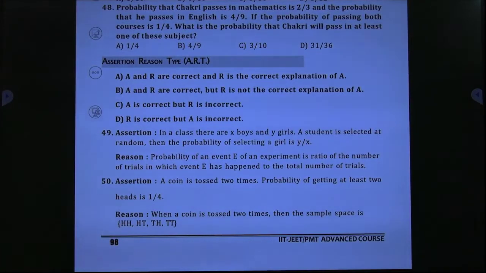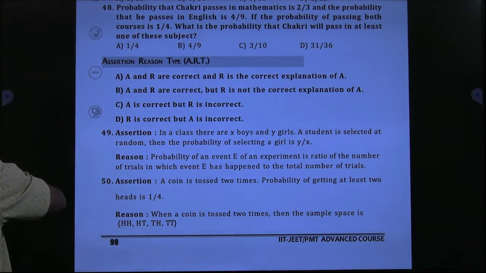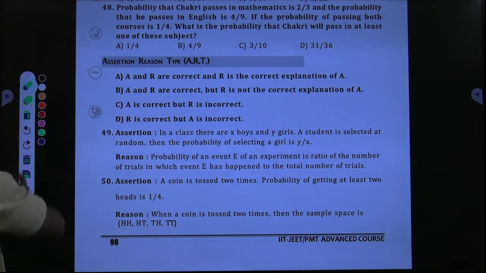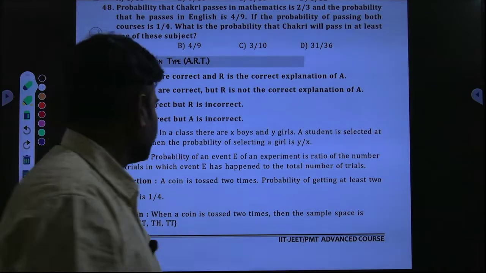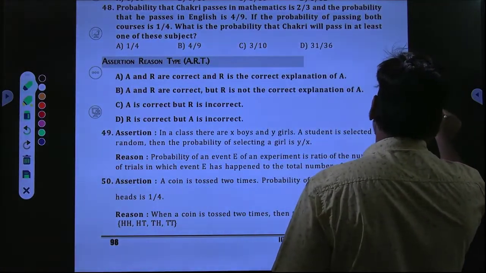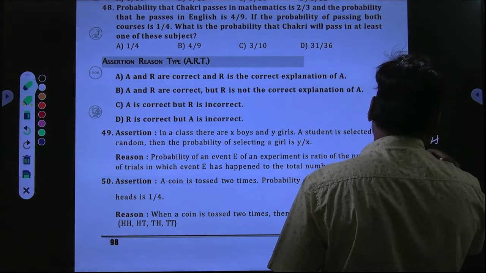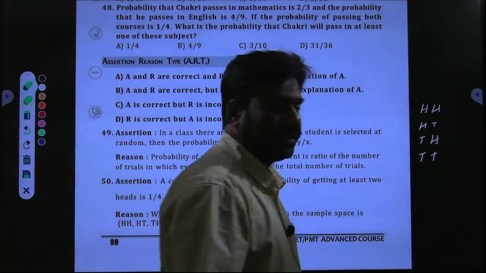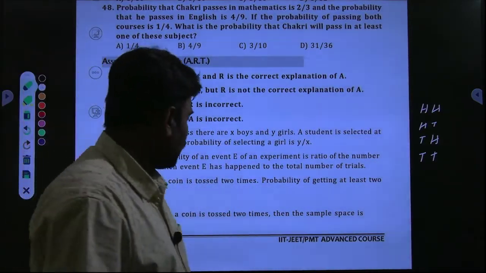Question number 50. Assertion: a coin is tossed 2 times. Probability of getting at least 2 heads is 1 by 4. Suppose a coin is tossed 2 times, then what are the possible outcomes? HH, HT, TH, TT. Here H represents head and T represents tail.